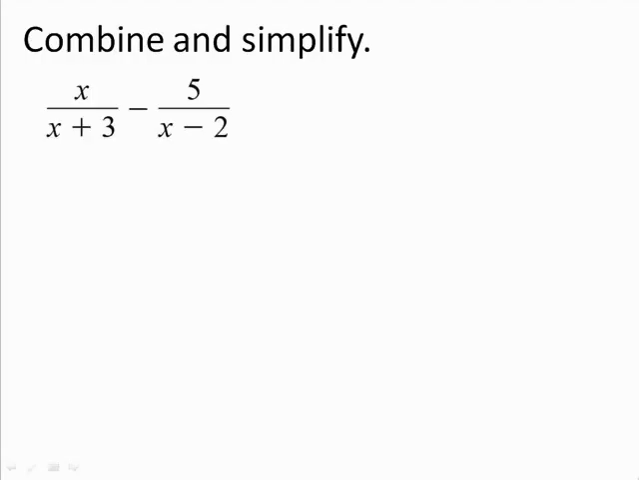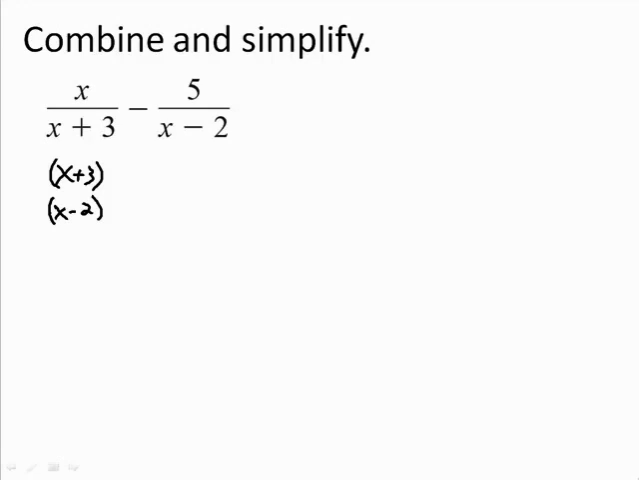Combine and simplify. X divided by x plus 3 minus 5 divided by x minus 2. Find the least common denominator. The least common denominator is the least common multiple of the two denominators. The denominator of the first fraction is x plus 3, and the denominator of the second fraction is x minus 2.